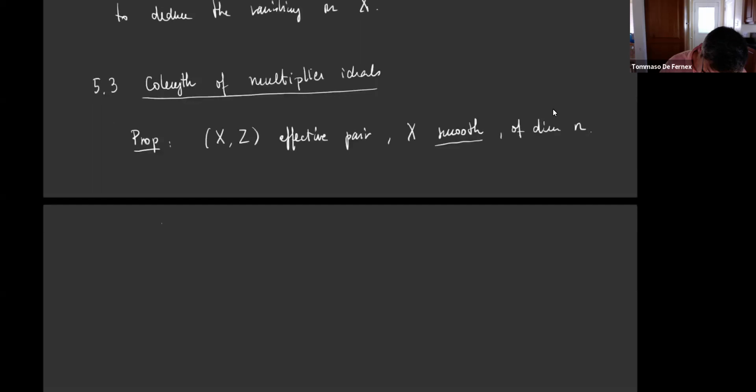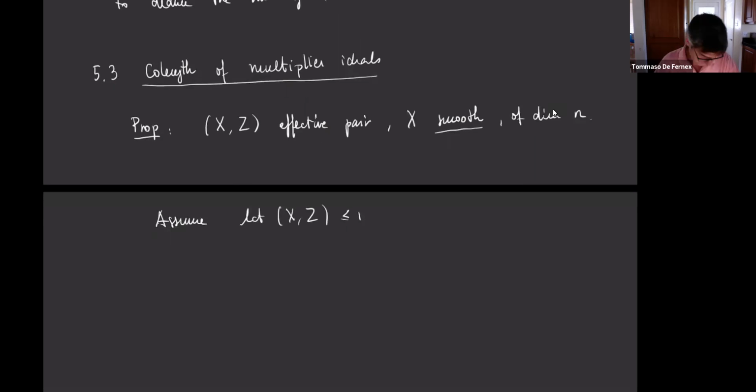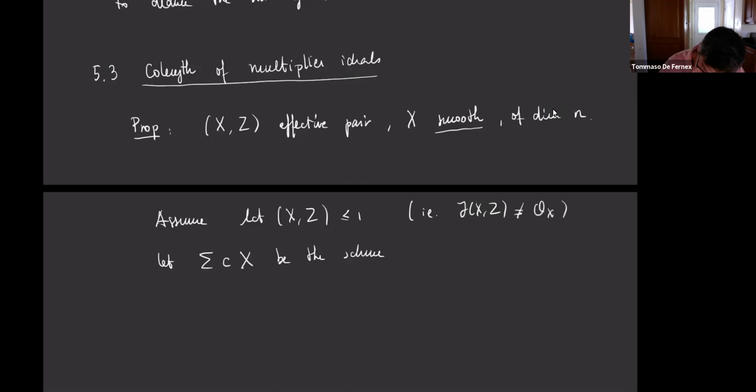Now, assume the log canonical threshold of the pair is less or equal than 1. So the pair is not klt. So in particular, the multiplier ideal is non-trivial. So we're going to let sigma inside X be the scheme defined by the multiplier ideal. It's not trivial.